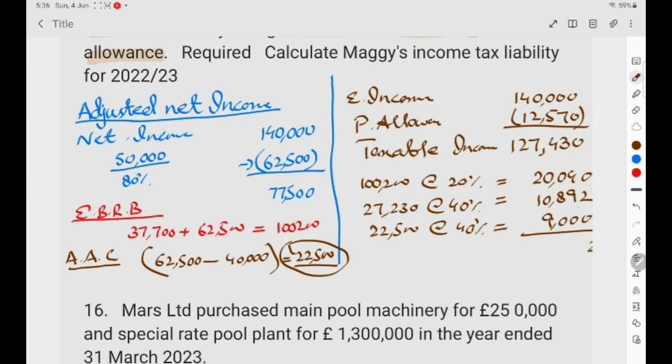So it will be 2,3,993. 39,932 is the total tax liability of Maggie.